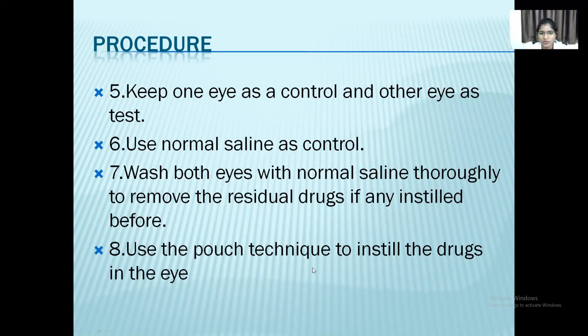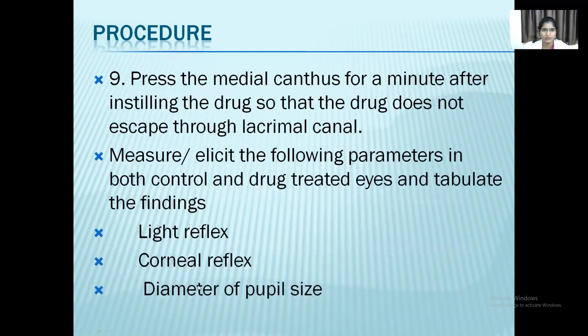Use the pouch technique to instill the drug in the right eye, the test eye. Press the medial canthus for a minute after instilling the drug so that the drug does not escape through the lacrimal canal. Measure the following parameters in both the control eye and the test eye, which is your drug treated eye, and tabulate the findings. Those are the light reflex, corneal reflex, and pupil size. These are the parameters in this practical.